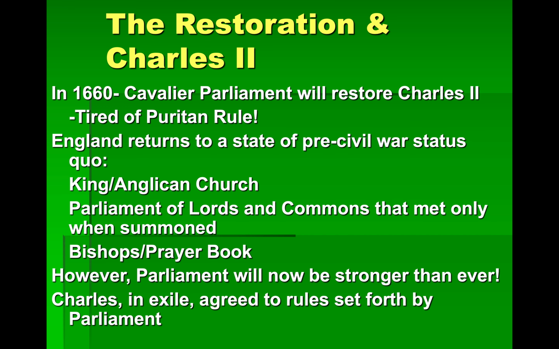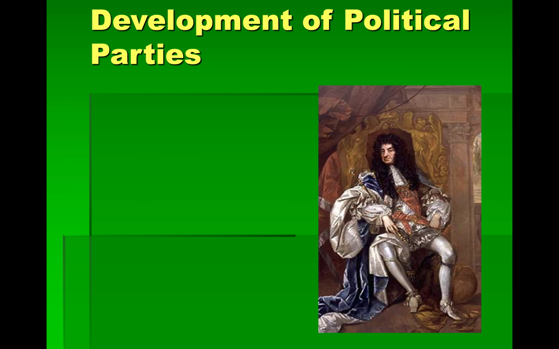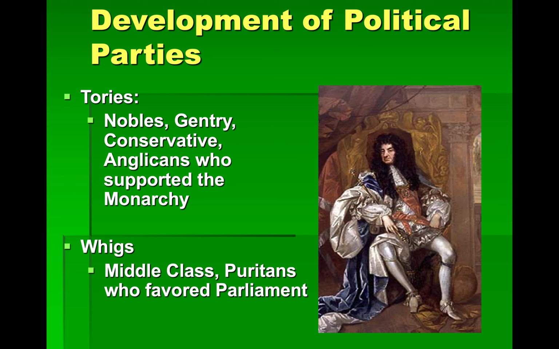Okay, so Charles is going to come back. He's going to agree to rules set forth by Parliament. All right, we all know how that goes, right? Not always followed, but he's going to come back and agree to rules, and he's going to take over. All right, now something really important that's going to be happening, ladies and gentlemen, during this time is the development of political parties, and that's something we are going to discuss in great detail and depth throughout this entire class. Some of the first important political parties, and we're going to see all types, are the Tories and the Whigs.